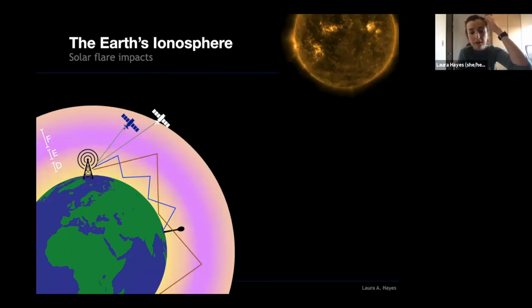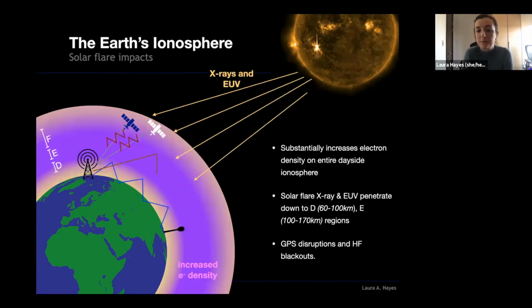So yeah, going back to the idea of increased solar output and how this is going to impact the ionosphere, we have a nice stable ionosphere. It's created during the day by the sun. However, when you have this intense brightening over the matter of minutes, what can happen is you have a substantial increase in the electron density, essentially on the entire day side ionosphere.